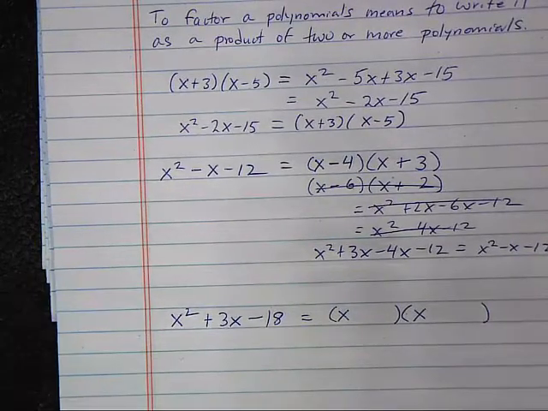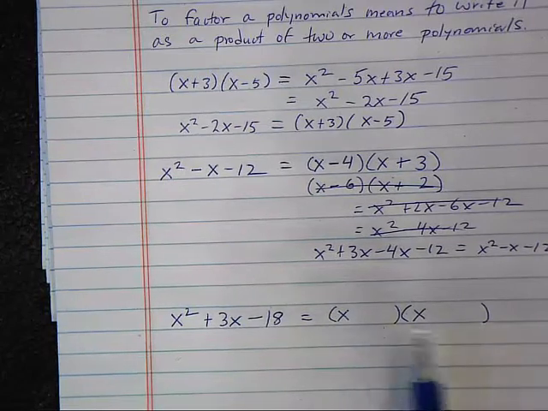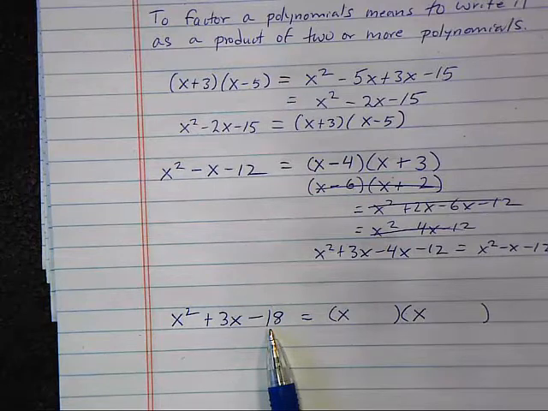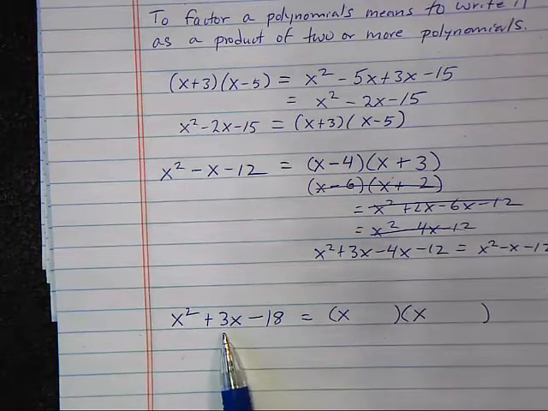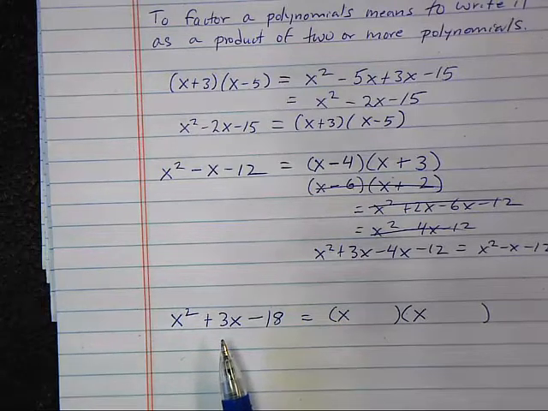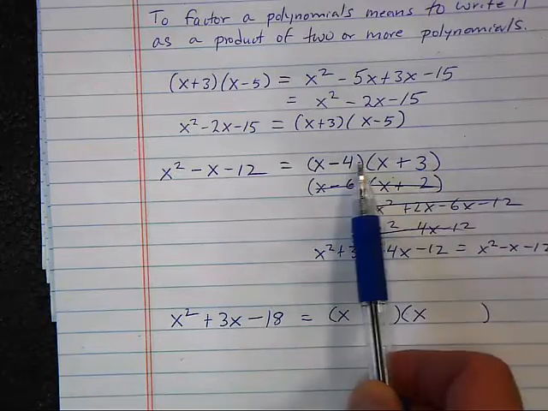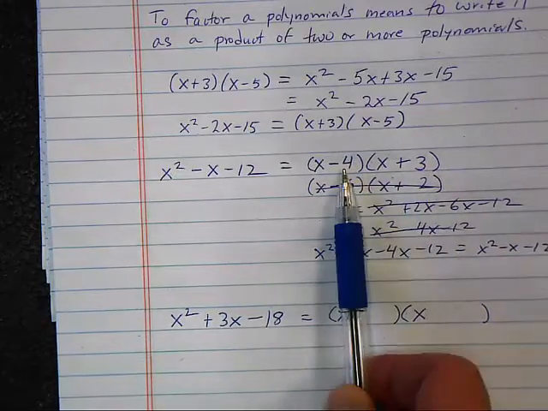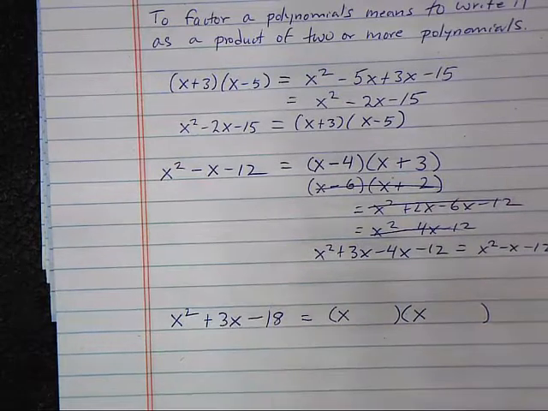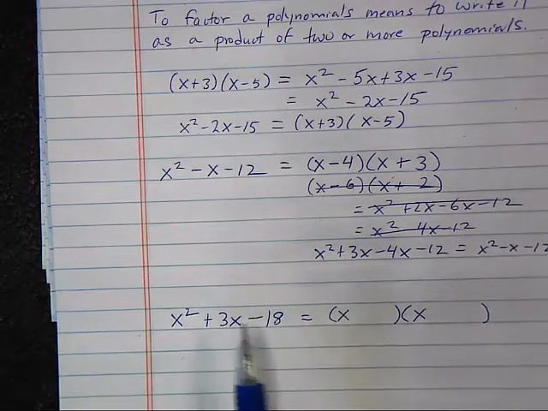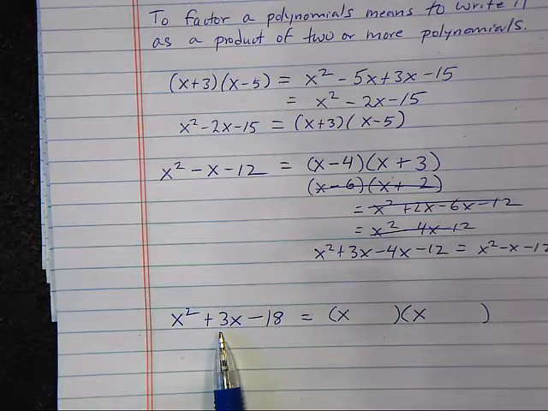And now I need to think. On the end, I need to end up with an 18. So I need 2 numbers that are going to multiply and give me a negative 18. But at the same time, what else needs to happen? How am I going to get that 3 in the middle? They need to add up to be 3. Correct. So notice that's what happened back here when we get the negative x. The 4 and the 3, they multiply to give you 12. Negative 4 and positive 3 add up to give negative 1. So I need 2 numbers that multiply to be negative 18 and add to be 3.